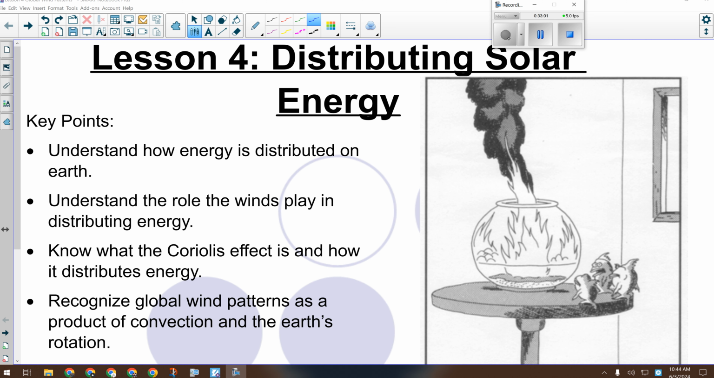We're going to talk about the Coriolis effect. Okay, that's the rotation of the Earth. And it's actually the combination of convection and the Coriolis effect that cause the wind patterns that we see.